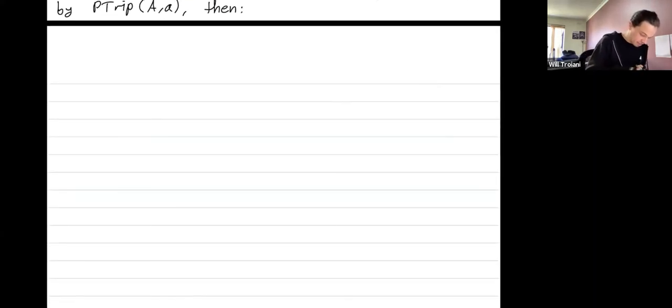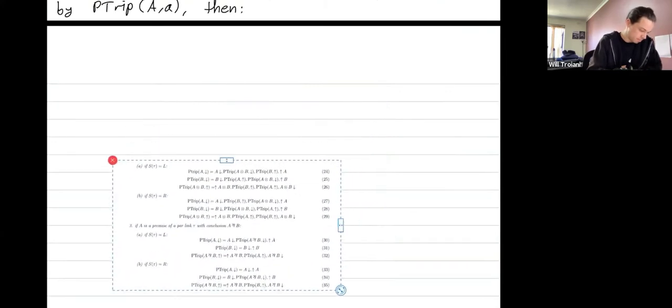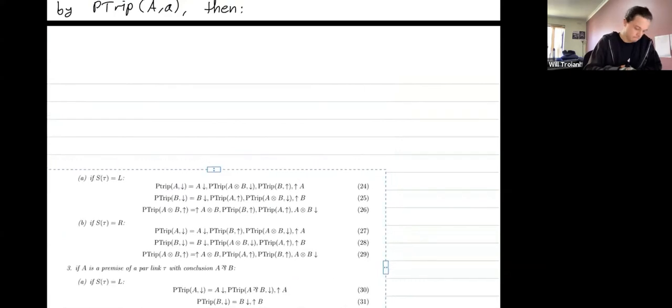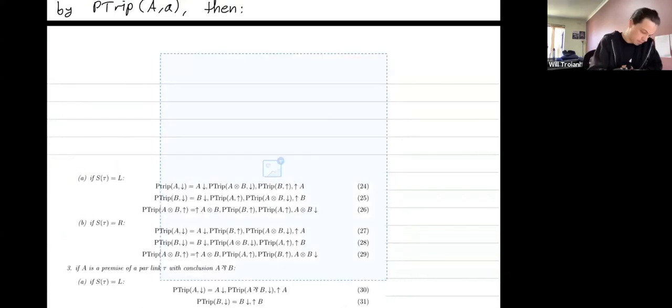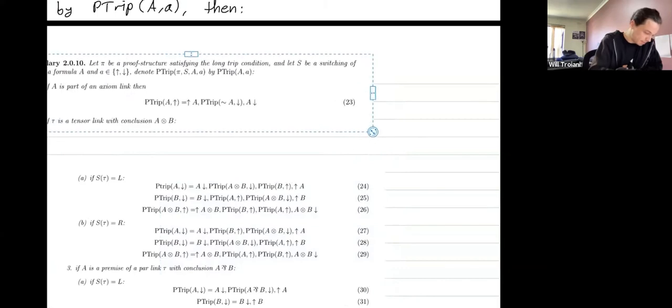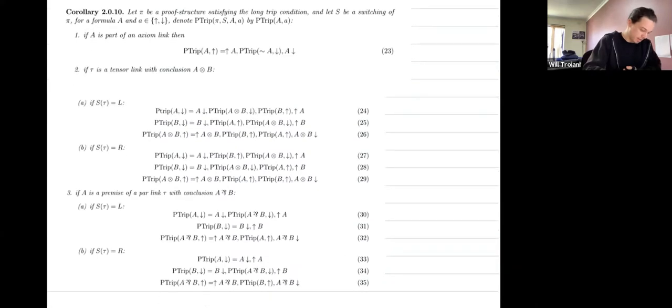Let me get a screenshot. Oh, actually took a screenshot of the statement as well. Didn't realize that. Okay, so I can cover what I just wrote because it's the same as this.